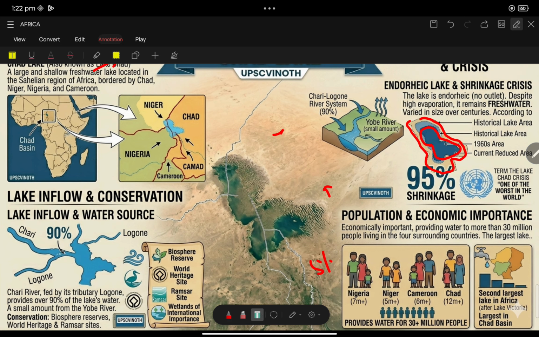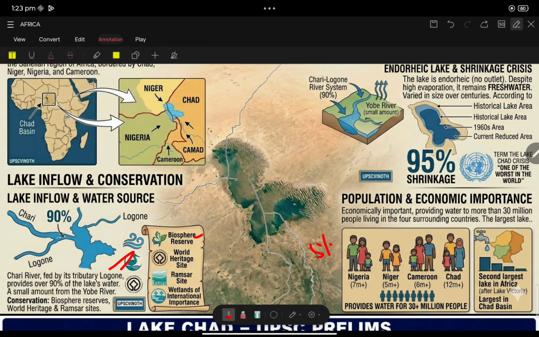It is one of the most important concerns, because this lake provides drinking water to all the four countries. This is the largest lake in the Chad basin. The Chari river, fed by its tributary Logone, provides 90% of the lake's water. Biosphere reserve, World Heritage site, Ramsar sites, wetlands of international importance, all these things are present here.